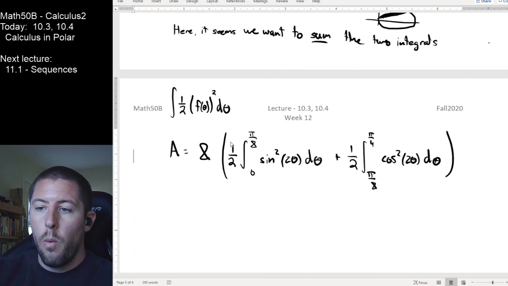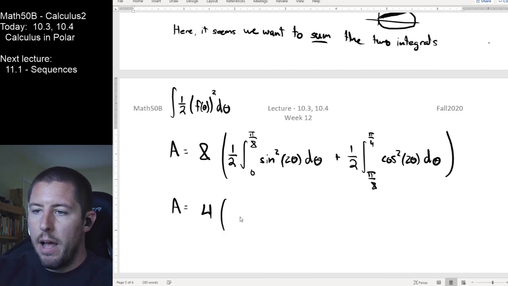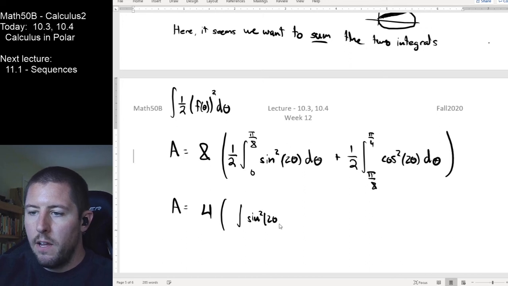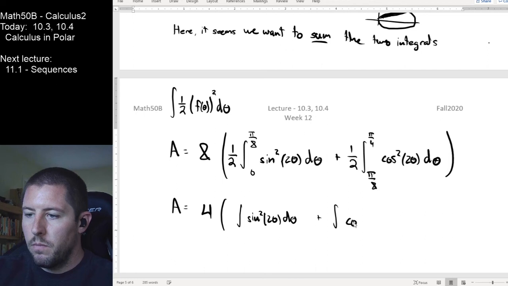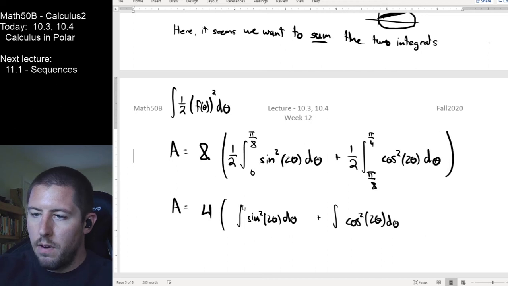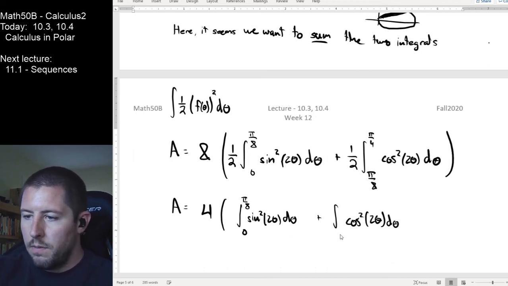So one thing right away that I'm seeing is I can clearly factor out the 1/2 on both of these guys to just get a coefficient of 4 that's sitting out front. But it looks like I'm going to need some help here with my sine squared 2 theta d theta and my cosine squared 2 theta d theta. And this is from 0 to pi eighths, and this is from pi eighths to pi fourths.